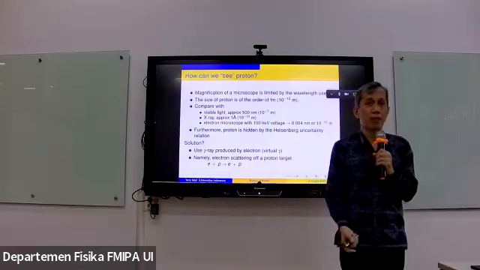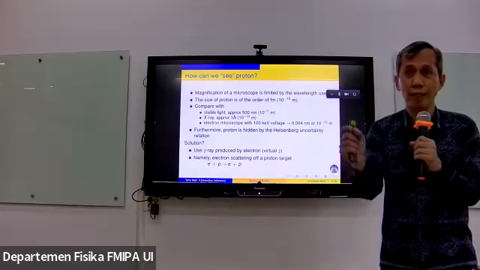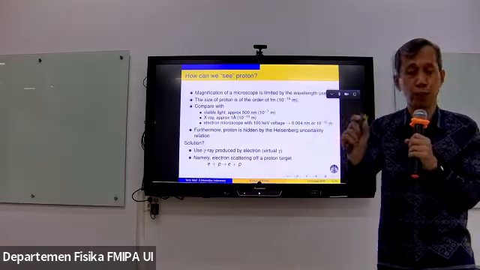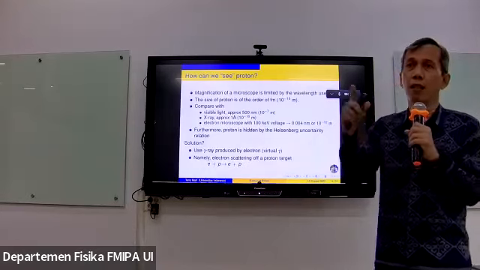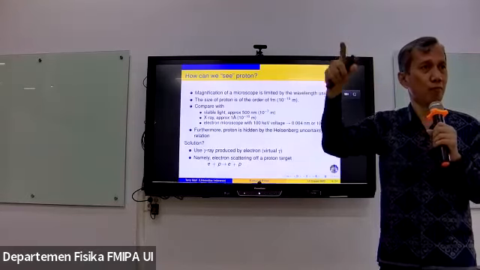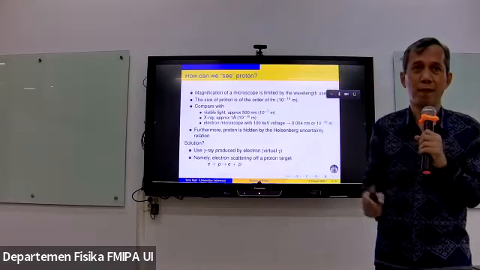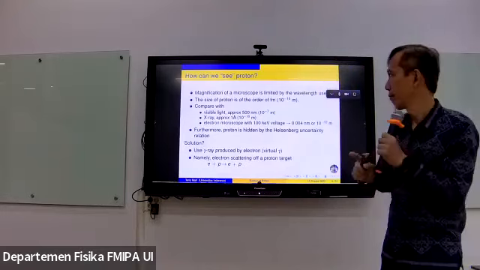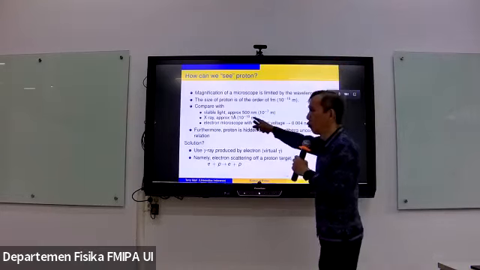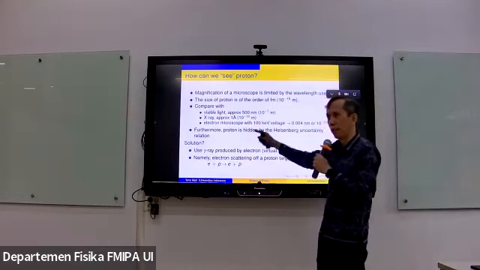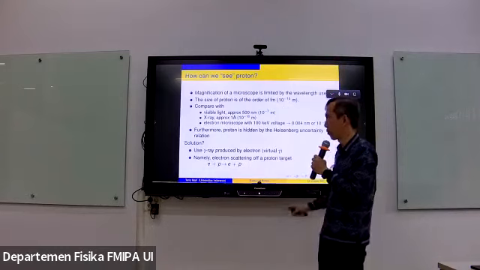Using X-ray diffraction, we can see the crystal, the spacing between the crystal. The spacing is about 1 angstrom, the distance, 10 to the minus 10 meters. Still too large compared to the size of the proton.